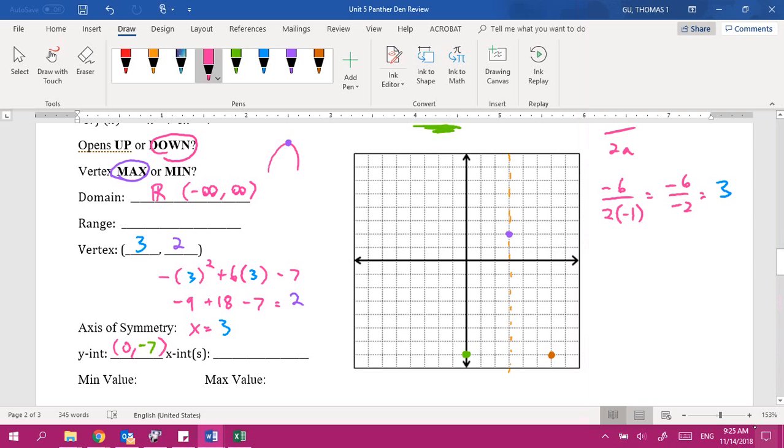Okay. Boom. Oh, that's pretty messed up. Like that. There's the estimated graph.